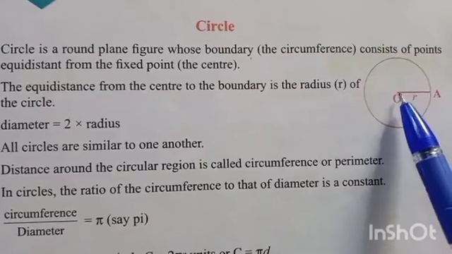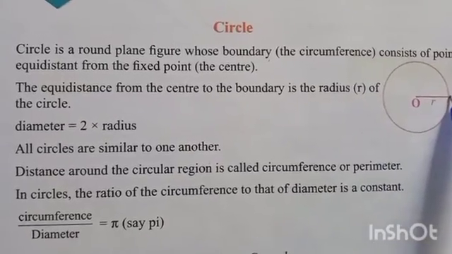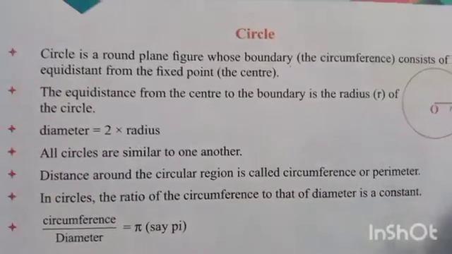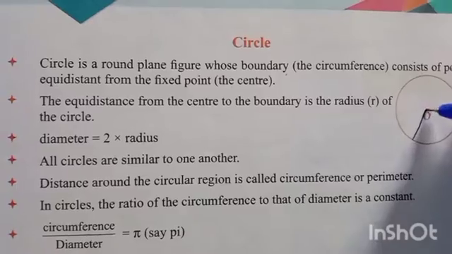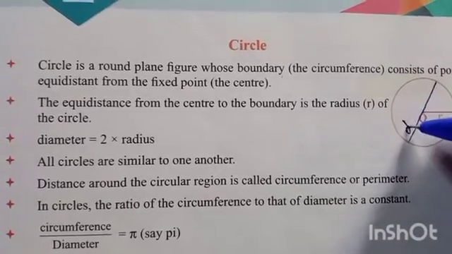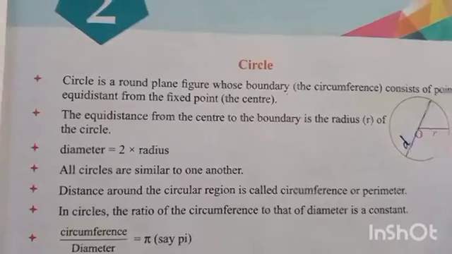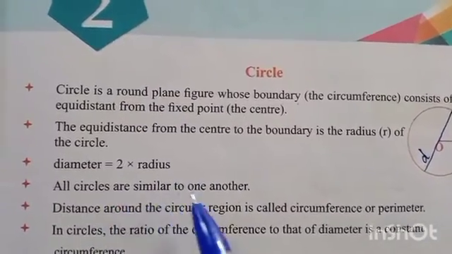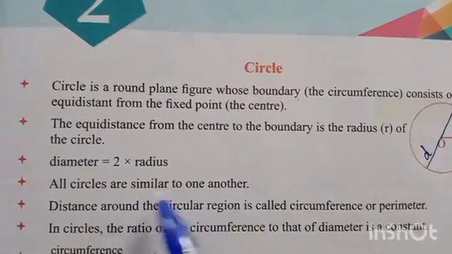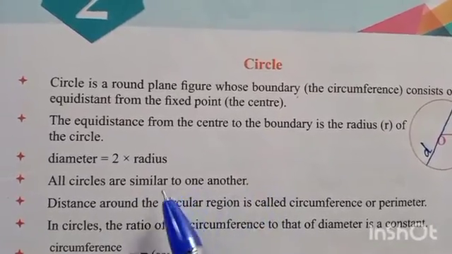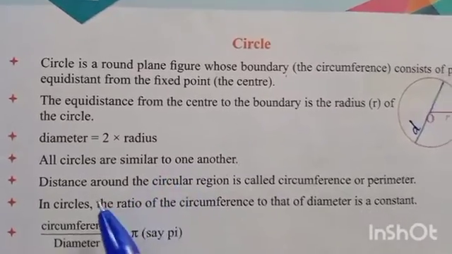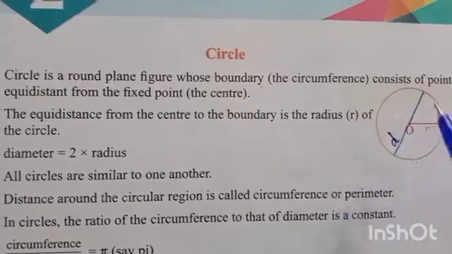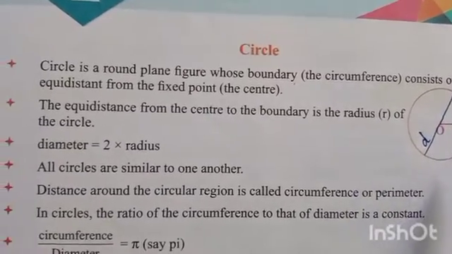The distance between the center and the circumference is called the radius. A line that passes through the center is called the diameter. Diameter is equal to 2 times radius. All circles are similar to one another. Similar means same shape. The distance around the circular region is called the circumference or perimeter.